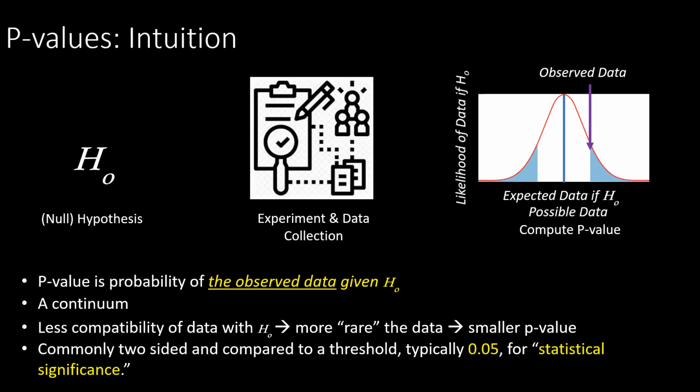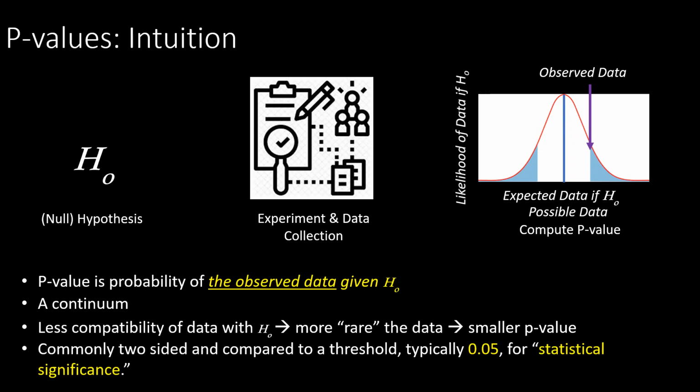Now, something to be aware of with p-values is that contrary to the way they're conveyed in some of the published literature, it's a continuum. It's a probability, so it ranges from 0 to 1. The idea here, again, just to reiterate, is the less compatible the data are with your null hypothesis means the more rare or unlikely it is to have observed the data that you observed, and that leads to a smaller p-value.